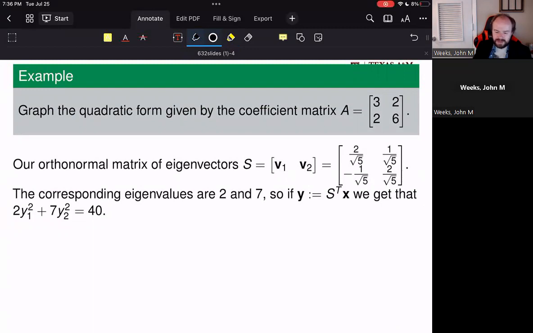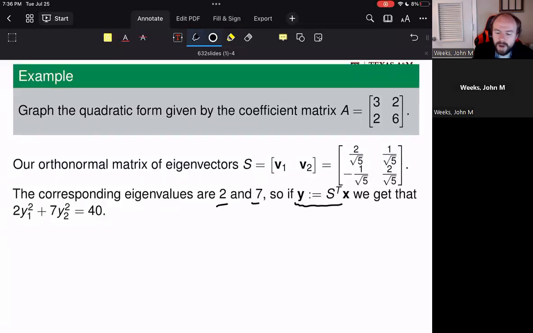Here are the eigenvectors that we had from before, or not, rather, this is a slightly new example. So we go through and find those eigenvectors again, although they are similar to a previous example. We have eigenvector 1 and eigenvector 2, each one becoming a column of this matrix of eigenvectors. So we can think of S as our coordinate matrix here. The corresponding eigenvalues for these are 2 and 7, respectively.